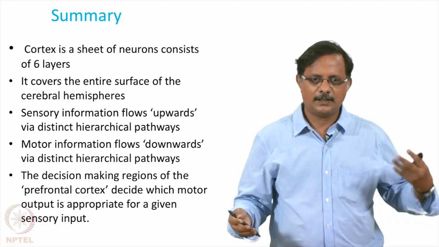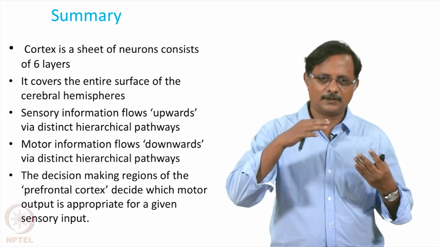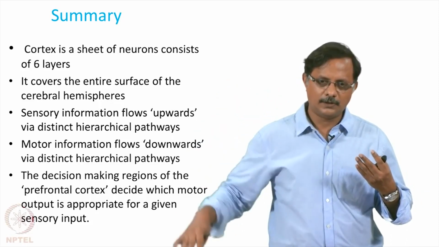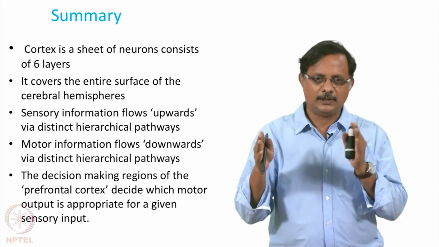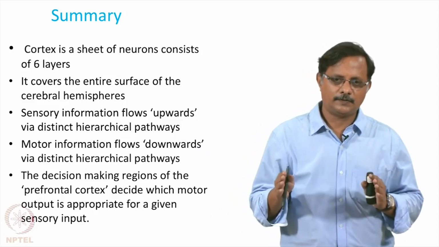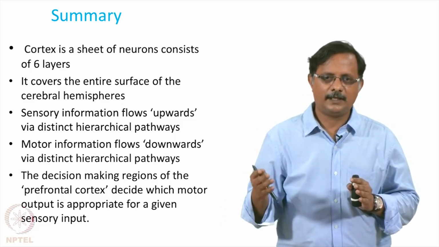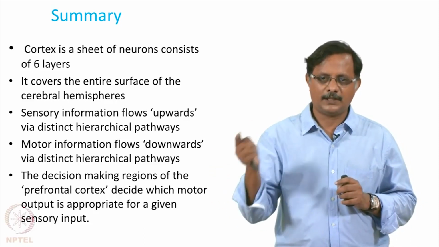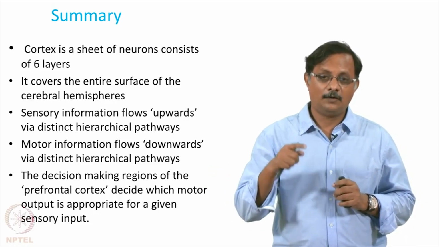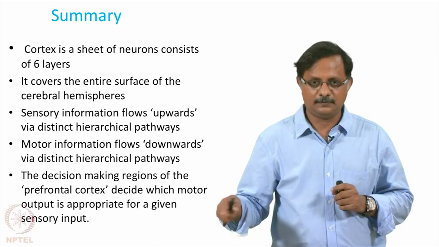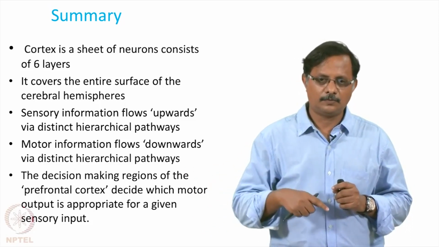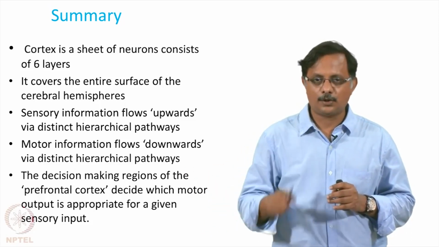So, the sensory input stream climbs upwards, the motor output stream climbs downwards, and then between the two there are these decision making regions of the prefrontal cortex, which decide which motor action is appropriate for a given input, and it also decides whether or not to perform the motor action, whether to do it or not to do it.